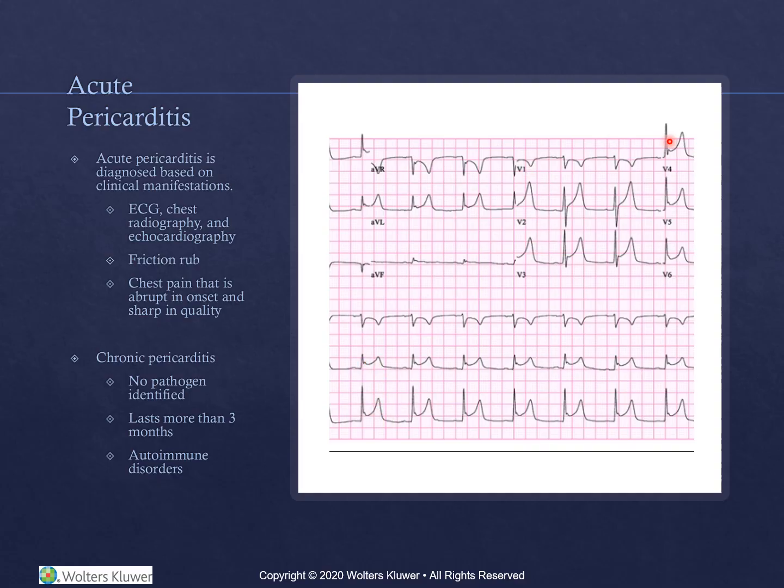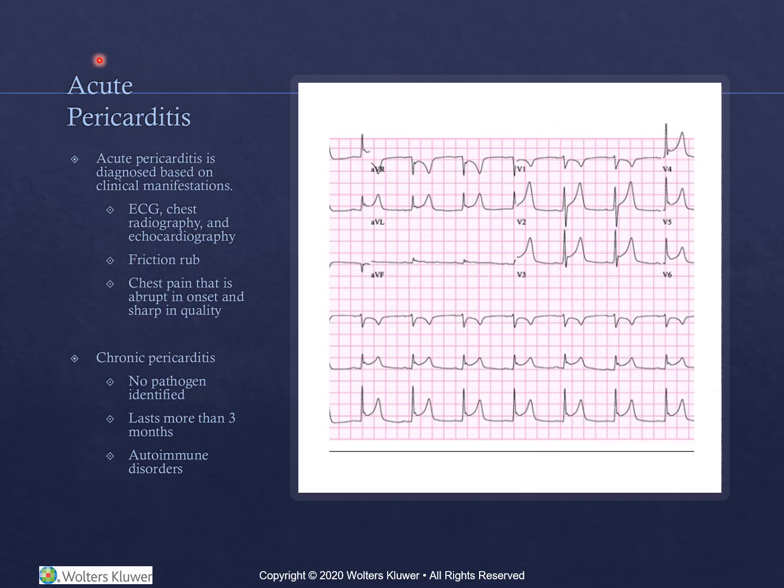Every single lead has what we call ST elevation. And that is very indicative of acute pericarditis. We'll talk about ST elevation again when we get to myocardial infarction, because that's also one of the things we look at diagnostically for heart attacks.